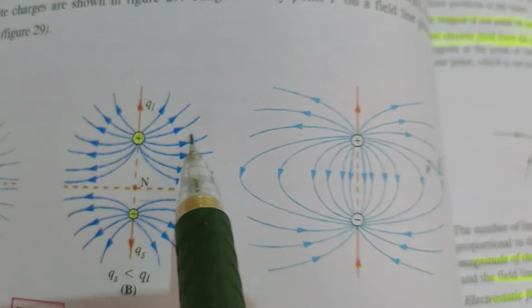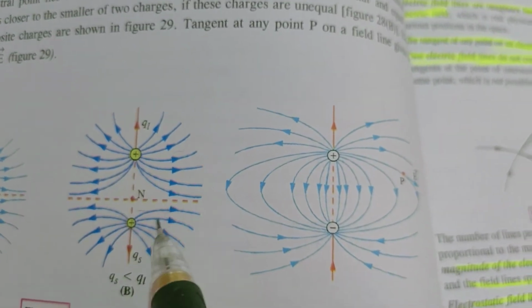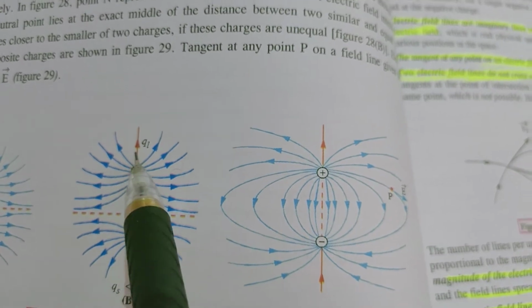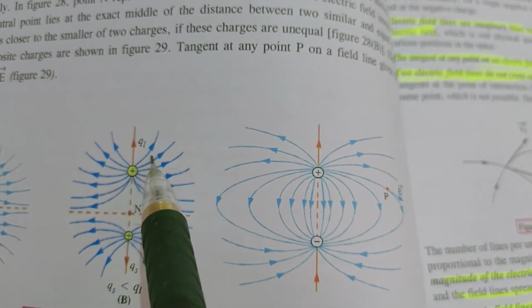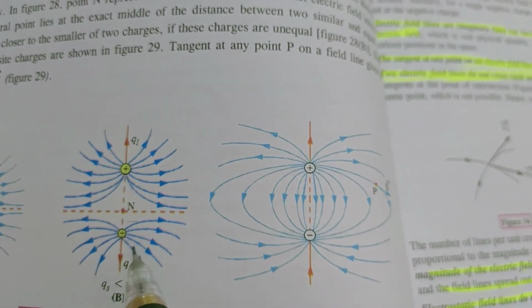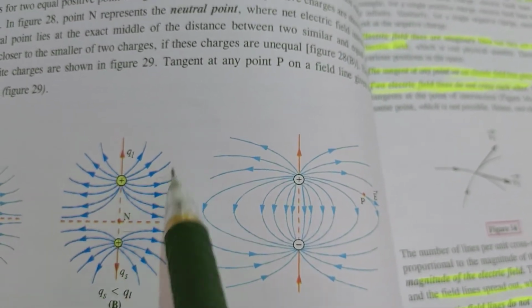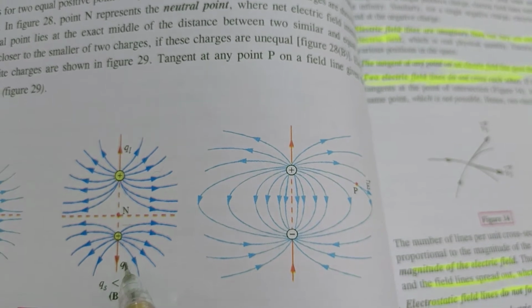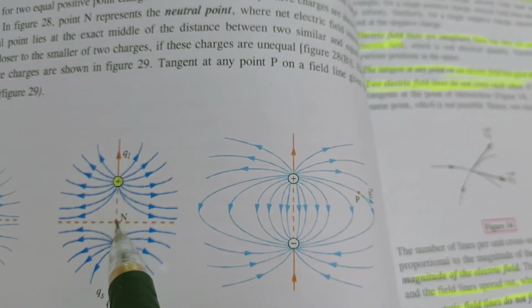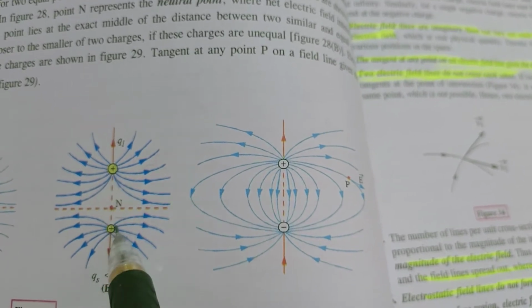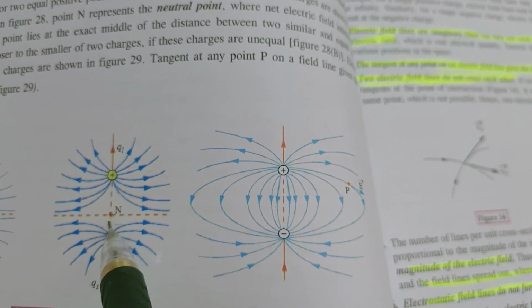Now see here in this diagram, again both are positive charges, but this charge has larger magnitude as compared to this charge. So it has more electric lines of force as compared to this charge, and you can see that the neutral point where electric field is zero shifts towards the smaller one.